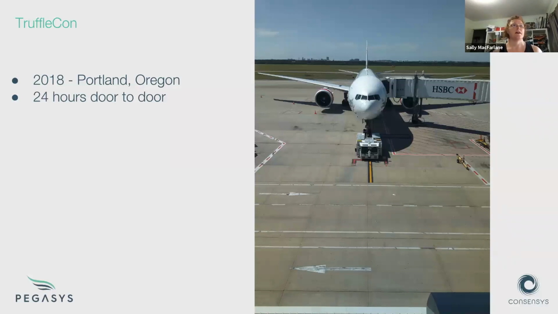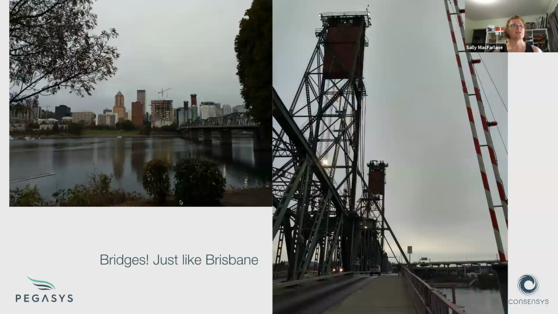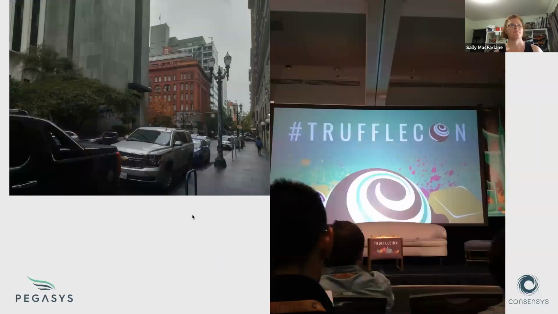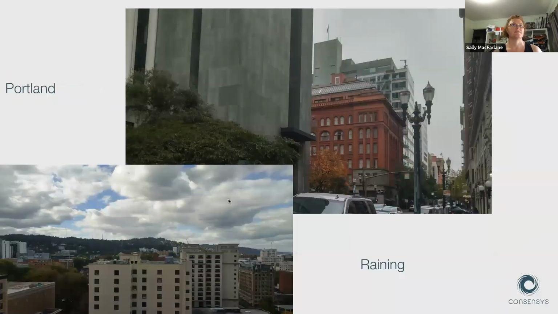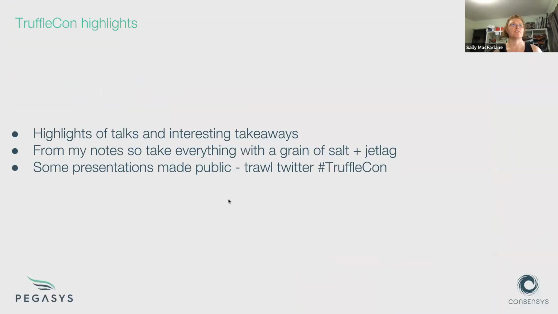Portland's quite nice. It's got lots of bridges, just like Brisbane does. I think there's 8 bridges across the river in the city centre. A bit of a shot there from the TruffleCon main stage, and yeah, rain poured.